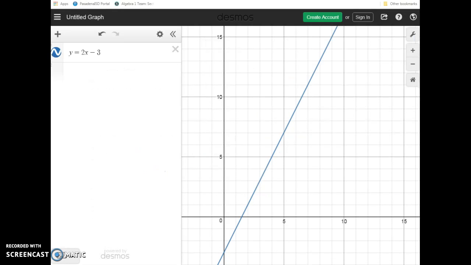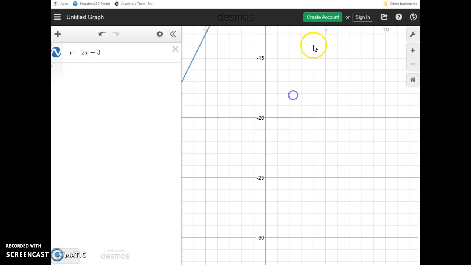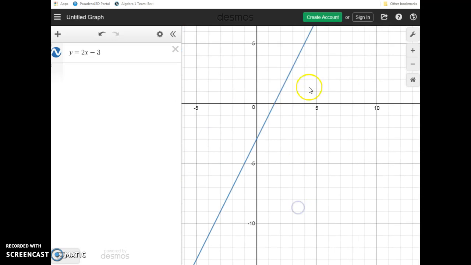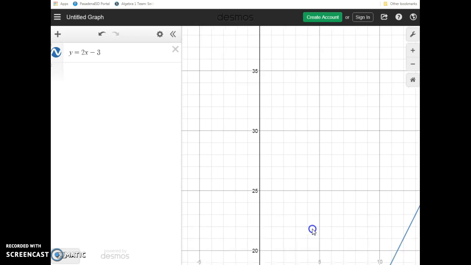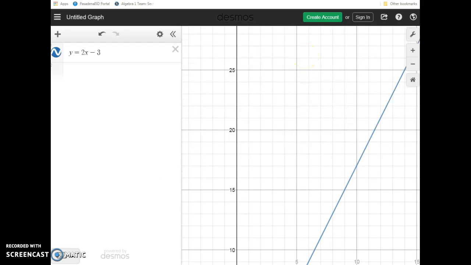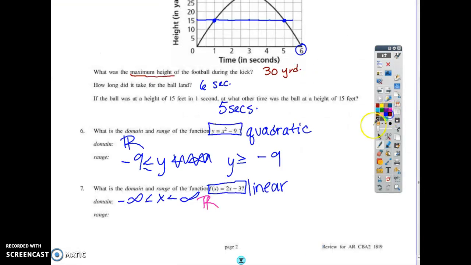So what about the range? Does it ever stop going down? Does it ever stop going up? No. All real numbers. Right. So if it never stops going down and if it never stops going up, it's going to be all real numbers, the same. Okay? All real numbers, just in case someone wants to spell it out.